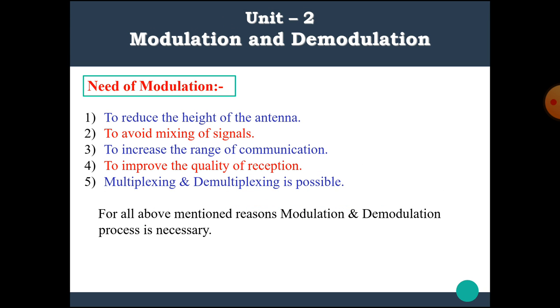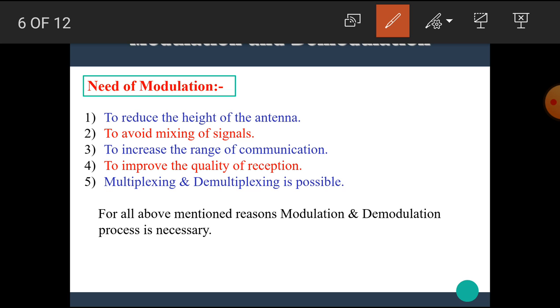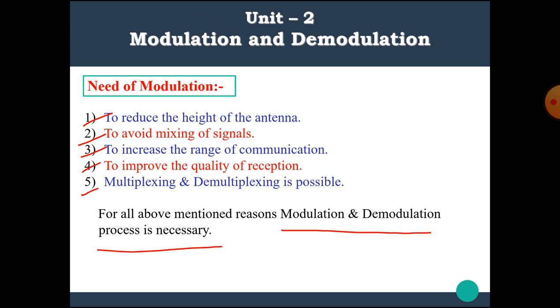That means modulation is needed to reduce the height of the antenna, to avoid the mixing of signals, to increase the range of communication, to improve the quality of the reception, and to make multiplexing and demultiplexing possible. For all the above mentioned reasons, the modulation and demodulation process is necessary.